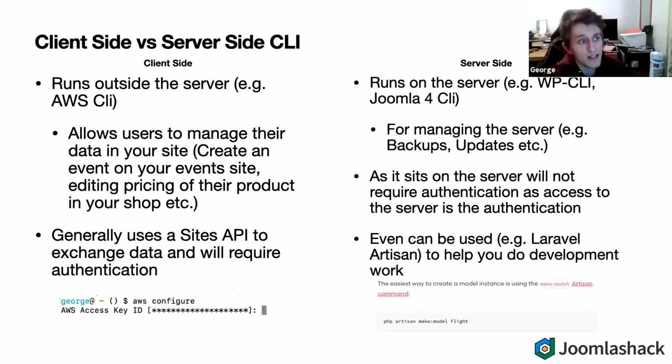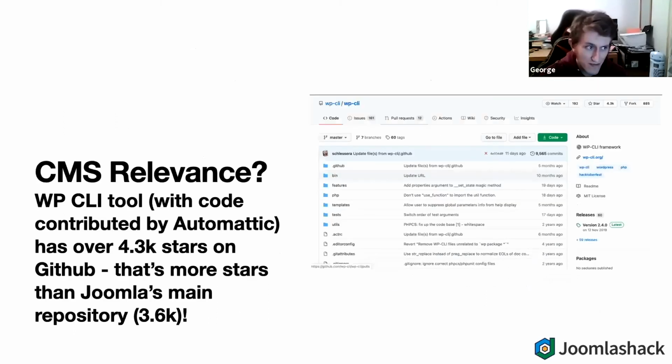The other option is what's called a server-side CLI. This runs on the server that you're hosting your platform on. An example would be the WordPress CLI, Joomla 4's CLI, even the existing Joomla CLI. And you're going to use that to manage your servers, so performing backups, updates, those kinds of operations. And you won't require authentication as you actually are physically on the server, and that effectively server authentication is your authentication. And it can even help you do development work, and Laravel Artisan is a prime example of this.